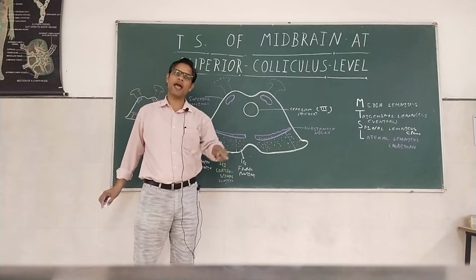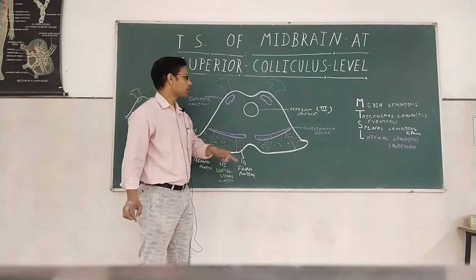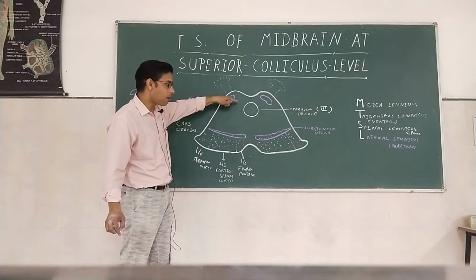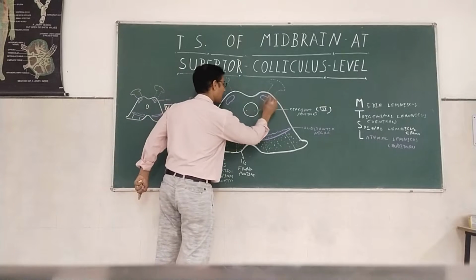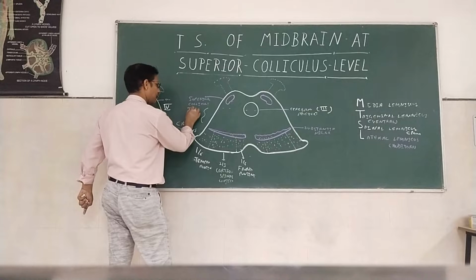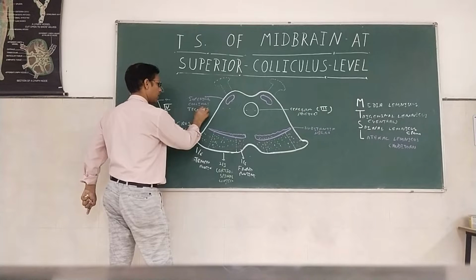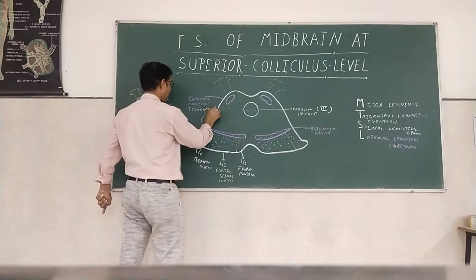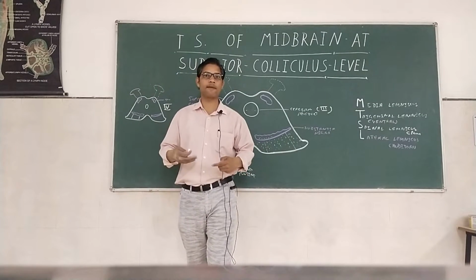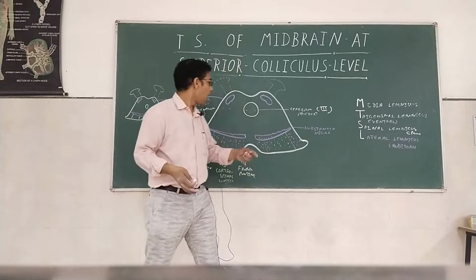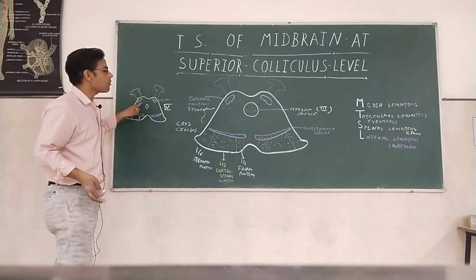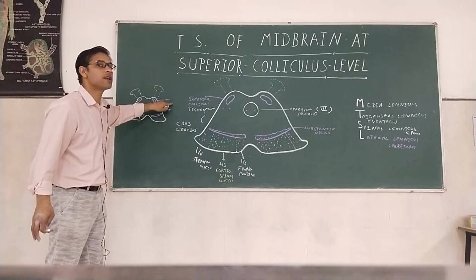An imaginary line passing through the aqueduct separates the crus cerebri from the tectum above. If I am drawing an imaginary line, that will be the tegmentum. That word helps us to understand the tegmental tract, dorsal or ventral tegmental tract. Above it is the tectum, and in the tectum you can see the superior colliculus. In the tectum at the inferior level, there was the inferior colliculus.